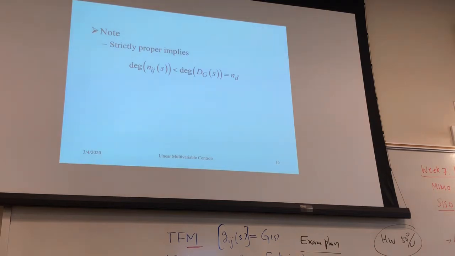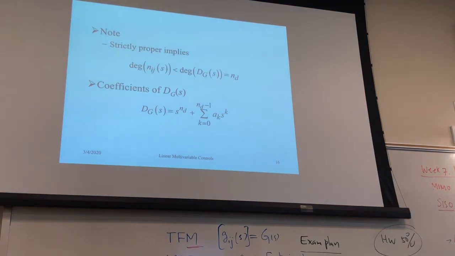What is strictly proper? That means that the common denominator's degree is the highest. So it's called nd, the degree of the common denominator. That's called strictly proper. Or any of these polynomials here, the highest degree is still less than this. Then we'll call it strictly proper.